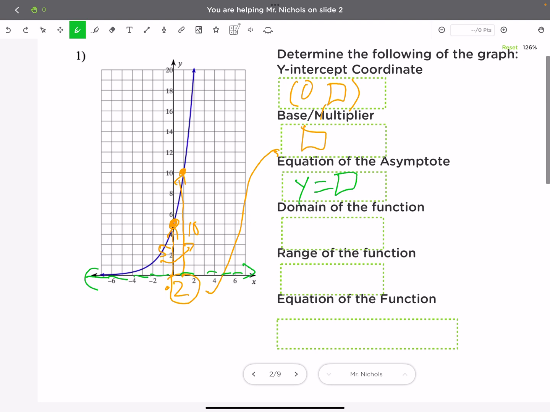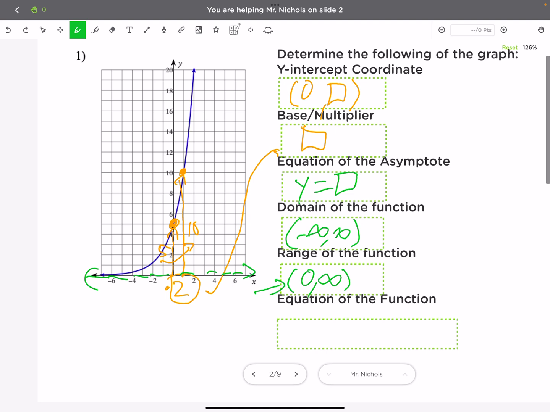For the domain of the function, this is always just going to be all real numbers, so you just type negative infinity to infinity. Make sure you use close brackets. For the range, we always go from minimum to max. My minimum in this case is 0 and my max is infinity because it's going up.